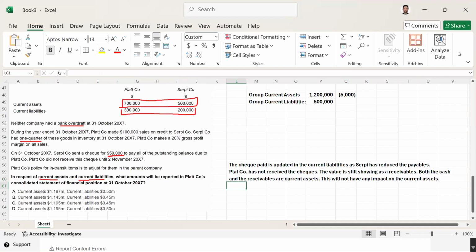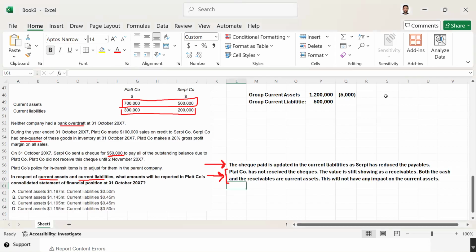That is one part for which we're not going to make any adjustment here, because the person or the company that has made the payment has already deducted it from the payables. On the other hand, the company that had to receive that check hasn't received the check and has kept it as a receivable. However, the receivables and the cash are both part of the current asset. So this is not going to make any impact. I hope this makes sense. So which means that this is the final answer.